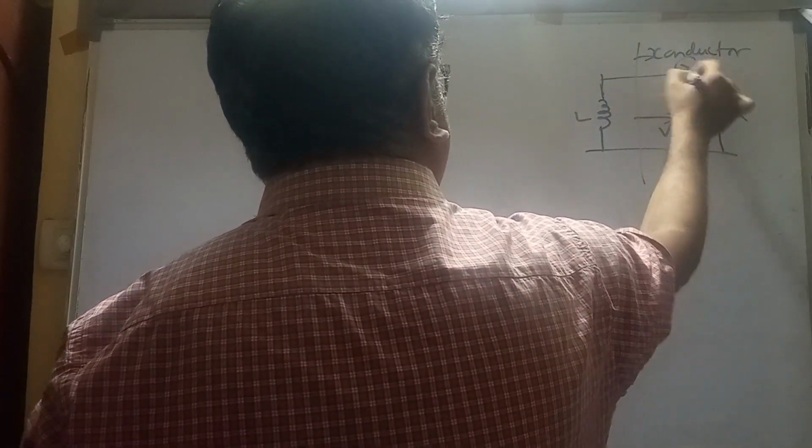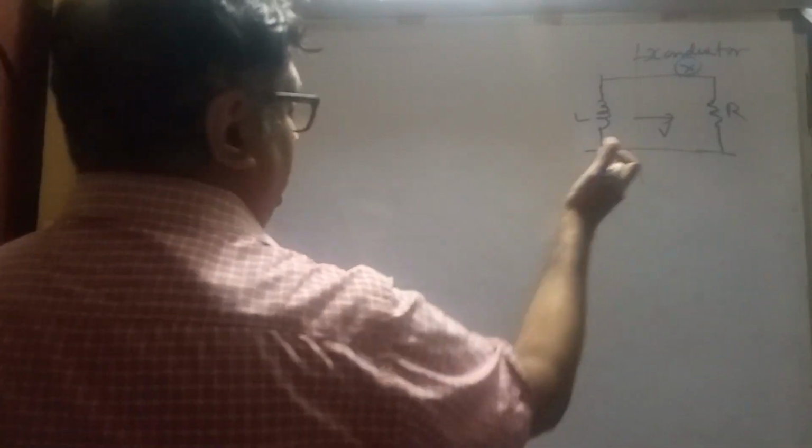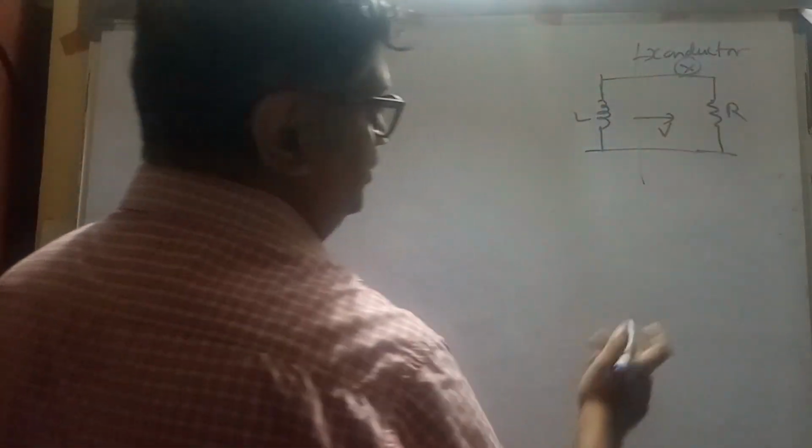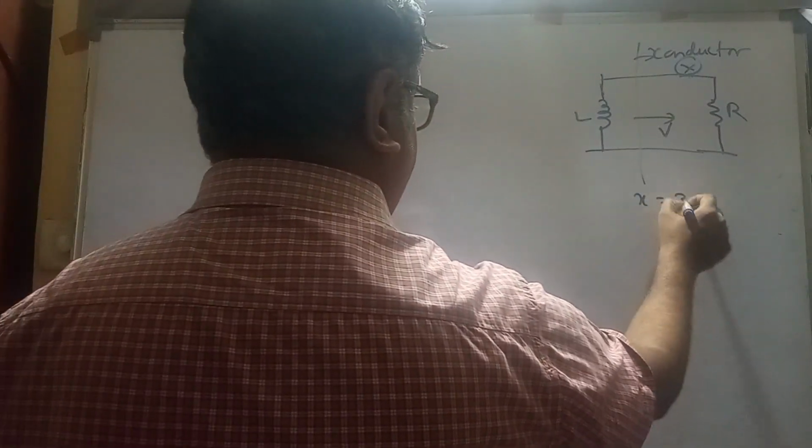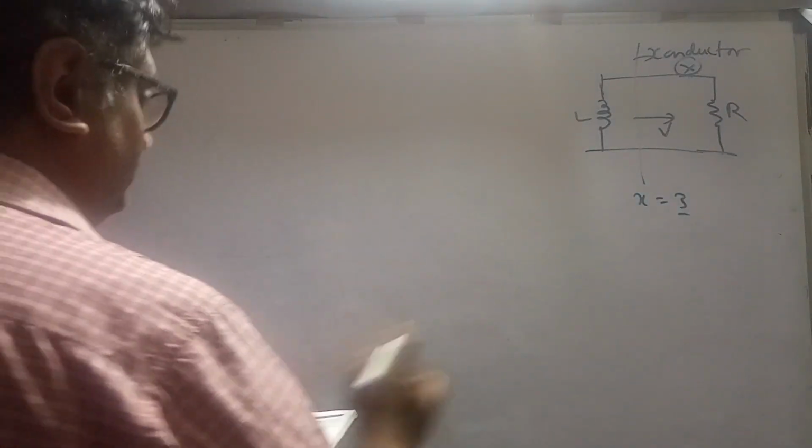The field direction is given like this, and it is going with velocity v. So basically here, if you read the question, he has also given how much distance the slider moved. It moved a distance of x is equal to 3 meters. And let us write the data that is given over here.